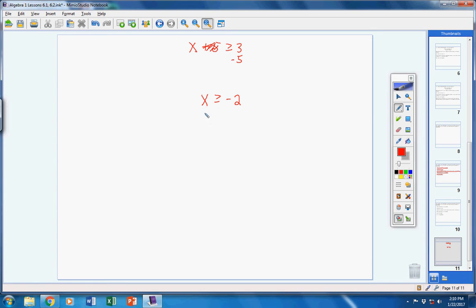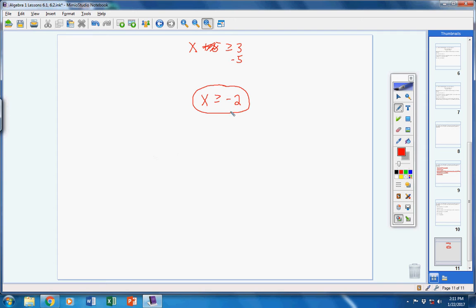Now you're probably saying, Mr. Earhart, you told us there was one difference. What's that one difference? Well, I will get to that later, okay, but not yet. So there's your answer. So your answer is every number that is greater than or equal to negative 2.